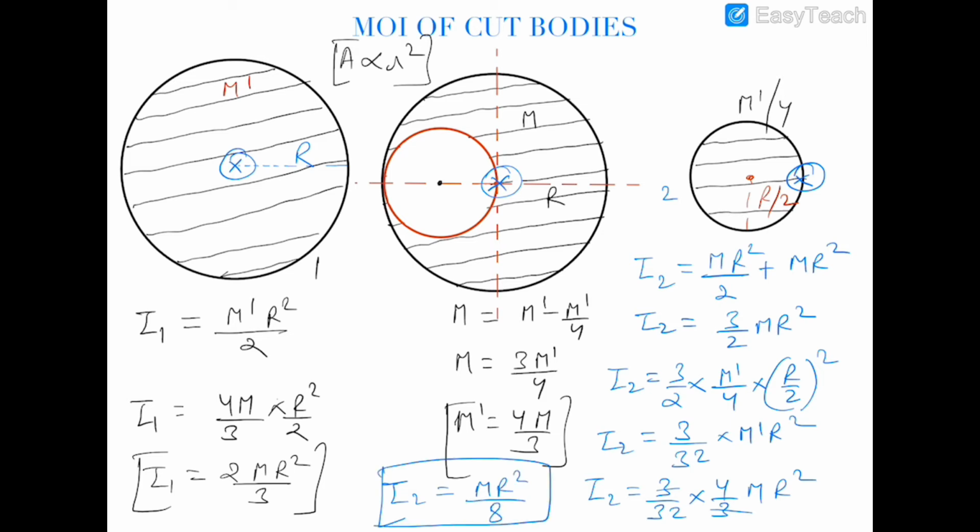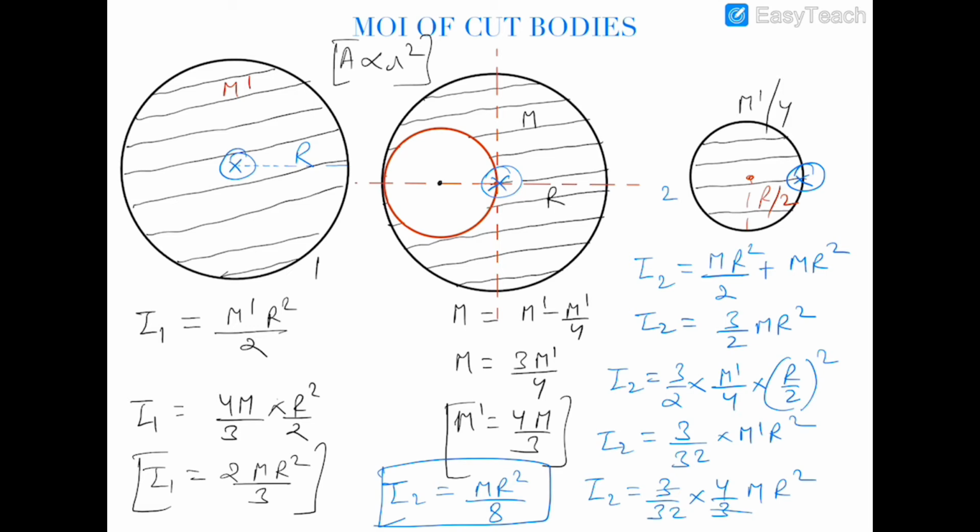Okay, so this is I2. Now the trick which is important in these kinds of questions is the fact that the object whose moment of inertia we have to find out is formed by removing object number 2 from object number 1. So in the same sequence we have to subtract the moment of inertia of the objects.